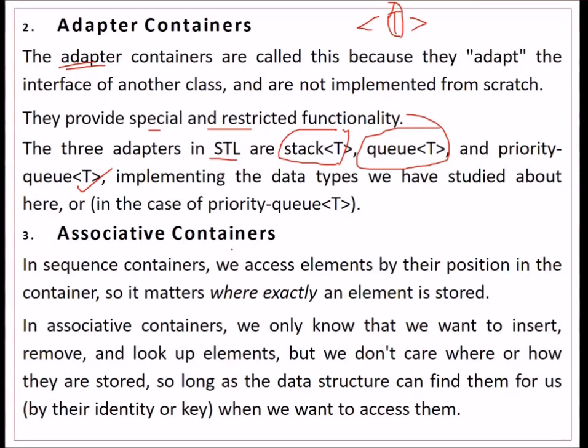Associative containers are the containers, unlike the sequence containers where we were accessing elements by their position or their index. In these associative containers, we only want to insert, remove, or look up elements, but we are not worried about how they are stored, as long as this data structure can find them by themselves, based on some identity or key, whenever we want to access them.